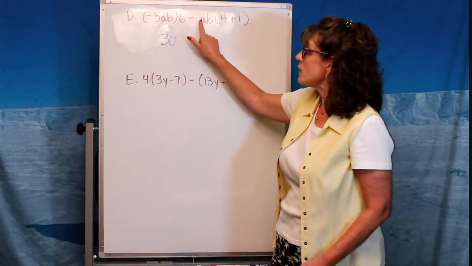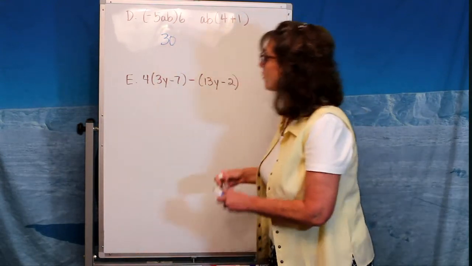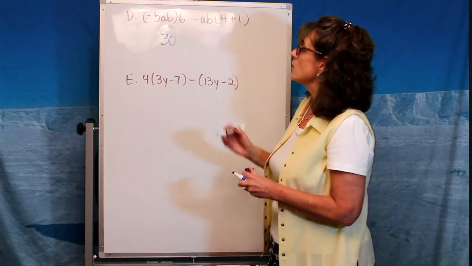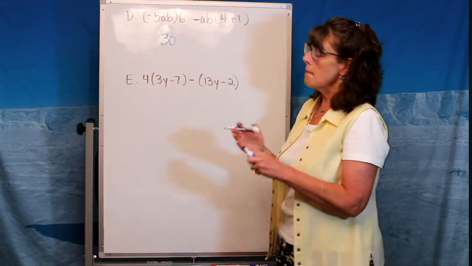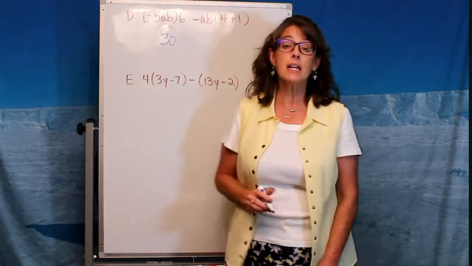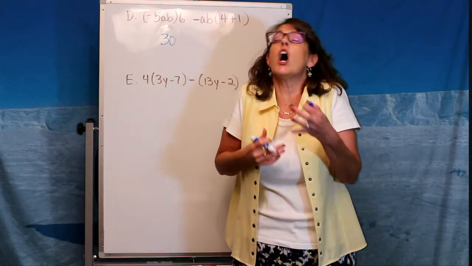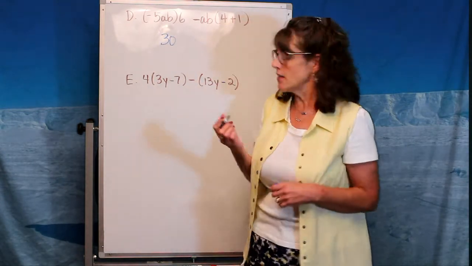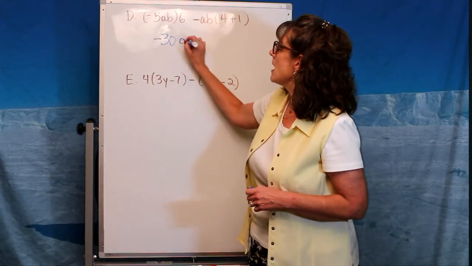So this negative actually applies to this AB over here. Matter of fact, I'm going to write it like this. So I know it goes with that AB. So that means that when I multiply the 5 and the 6 and get a 30, I only have one negative there. And remember, that's that odd negative feeling. So I get a negative 30 AB.